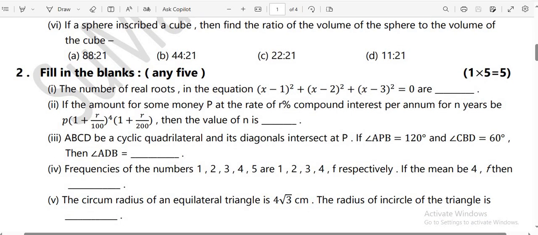Question number 3. ABCD be a cyclic quadrilateral and its diagonals intersect at P. If angle APB is equal to 120 degree and angle CBD is equal to 60 degree, then angle ADB is equal to dash.